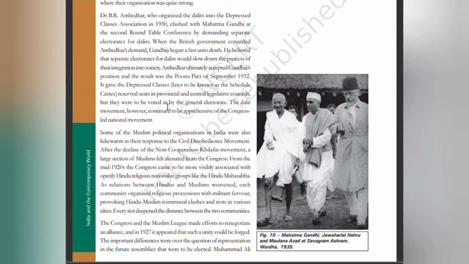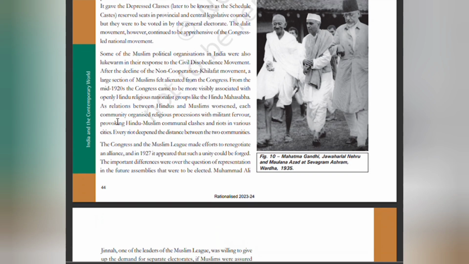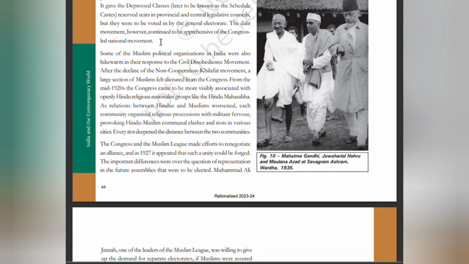It gave the depressed classes, later to be known as the scheduled castes, reserved seats in provincial and central legislative councils, but they were to be voted in by the general electorate. The Dalit movement, however, continued to be apprehensive of the Congress-led national movement. Some of the Muslim political organizations in India were also lukewarm in their response to the civil disobedience movement. After the decline of the Non-Cooperation Khilafat movement, a large section of Muslims felt alienated from the Congress.